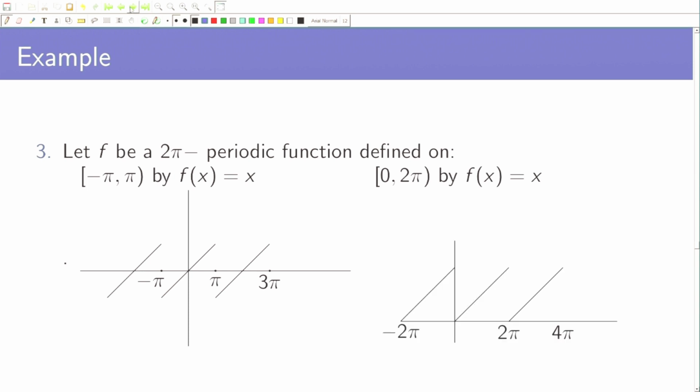On the other hand, if I look at this function, this is 0 to 2 pi, this is x. Now, I am cutting it from 0 to 2 pi and putting it from 2 pi to 4 pi. As you can see, this function and this function are different. So, it is very important to specify the interval when we are talking about the extension of a function from an interval. This interval plays a major role.